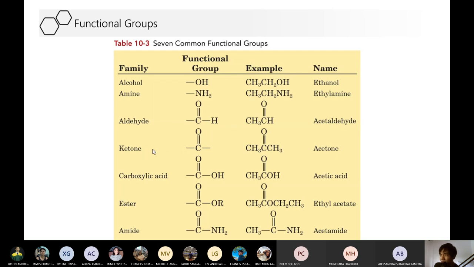If you have ketone naman, you have C double bond O, walang H sa dulo. Pwedeng carbon yung nasa magkabilang dulo. Pero kapag may hydrogen dun sa isang dulo, aldehyde 'yon. Pag walang hydrogen sa magkabilang dulo, ketone 'yon. Okay, so ganyan yung mga formats nila.